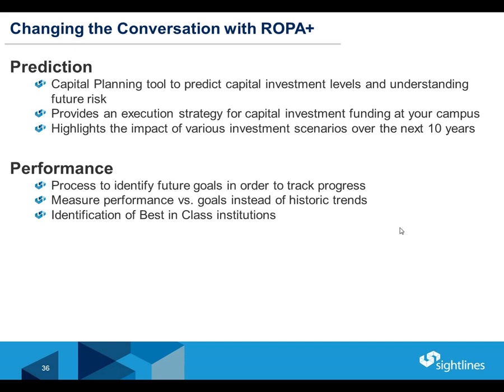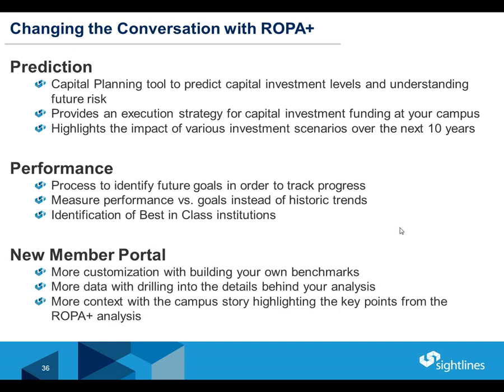And finally, being able to track, identify, and benchmark the best in class. Being able to pick those metrics where you are the best in class and be able to show people that, but also be able to say, here are areas where we think we need to get better and where we not only just want to be as good as peers, but for many of you who have been working with us for a long time, you're at the top of the peer group. You want to be the best in class, and you want to be able to prove it to decision makers on your campus. And then finally, with the new member portal, more customization, build your own benchmarks.